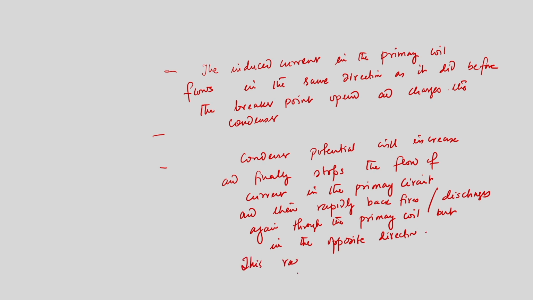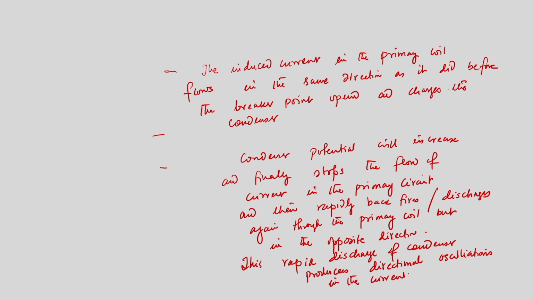This rapid discharge of condenser produces directional oscillations in the current flow in the primary circuit.